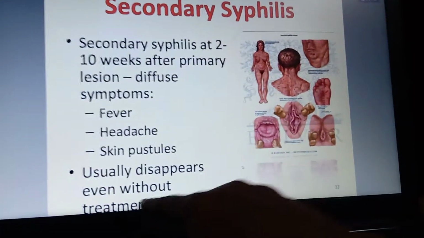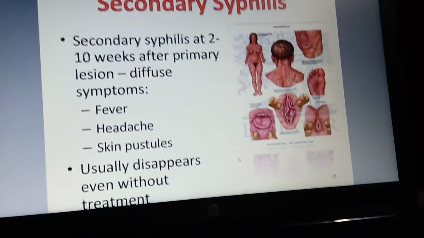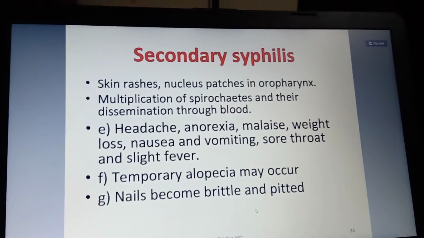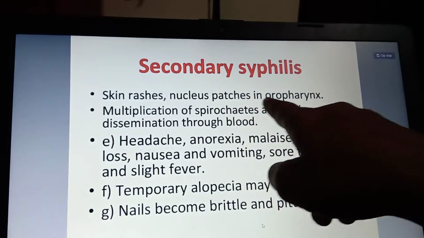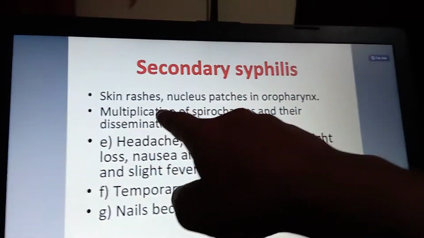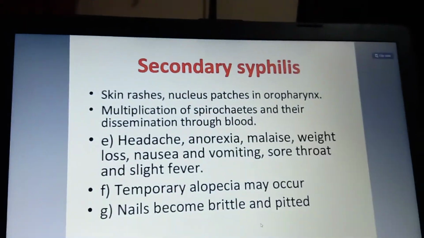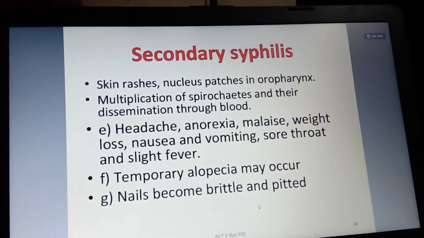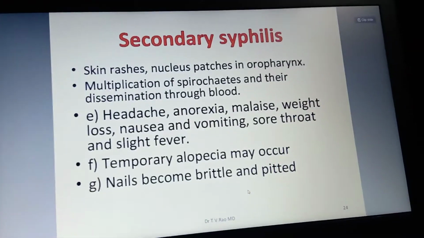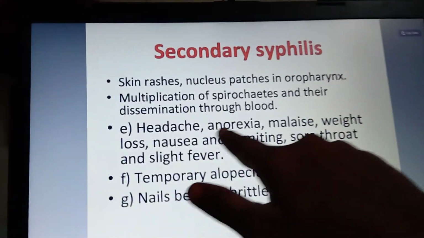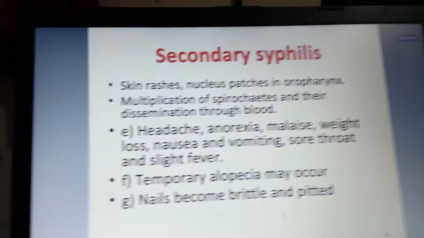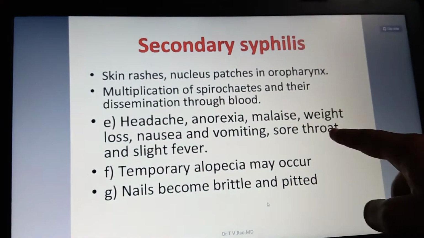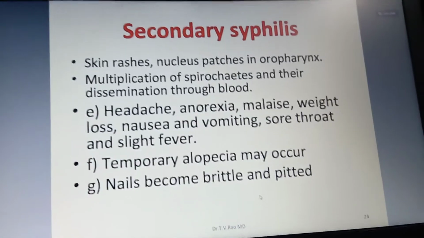And it usually disappears, even without treatment. Here you see secondary syphilis, with skin rashes and mucous patches in the oropharynx, and multiplication of the spirochetes and dissemination through the blood. So when it is transmitted from the outer patches to the blood, you see symptoms like headache and anorexia, where you will not have hunger, and malaise, meaning weakness, weight loss, nausea and vomiting, and you will have a sore throat and a slight fever also.